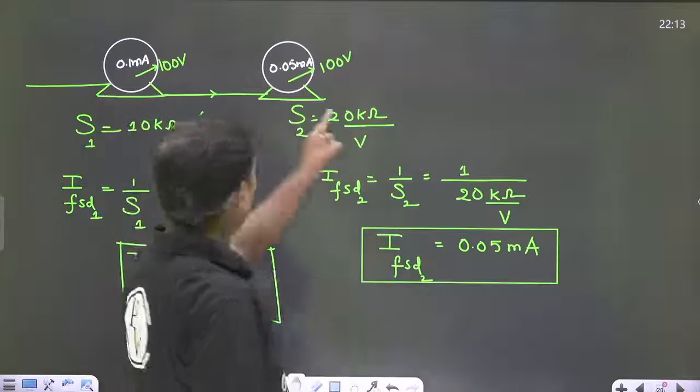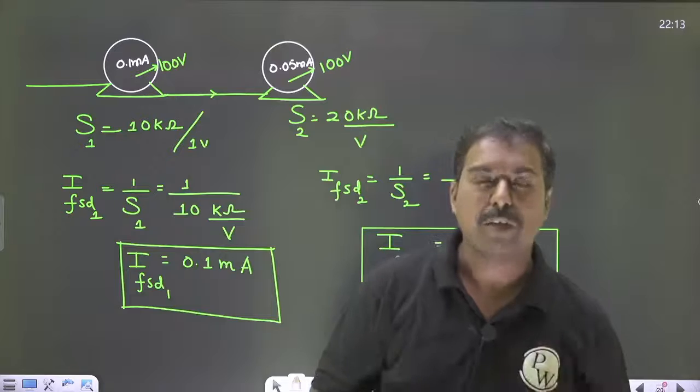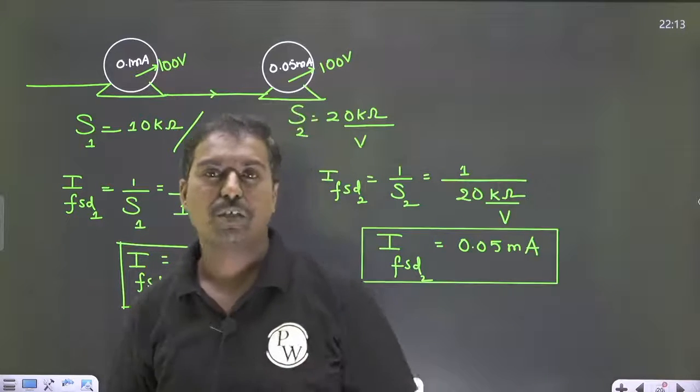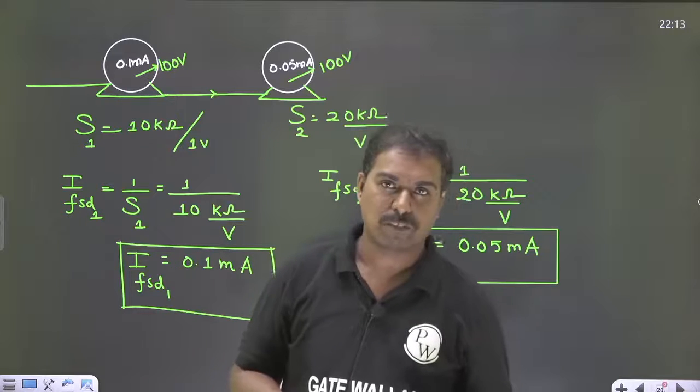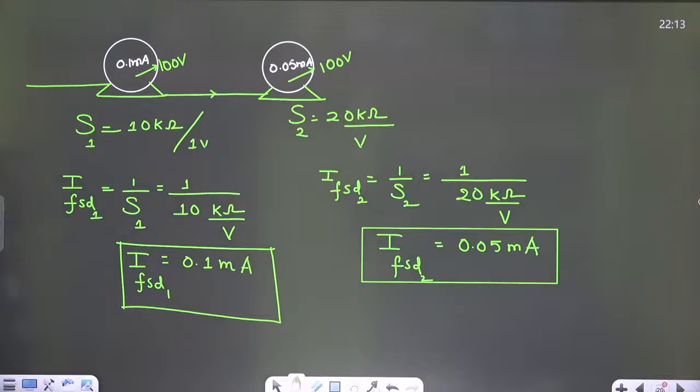When 2 voltmeters are in series, generally we take the minimum current into consideration. Why? Because the second voltmeter is going to have full scale deflection for a current of 0.05 milliamperes. Okay, so now both are connected in series.